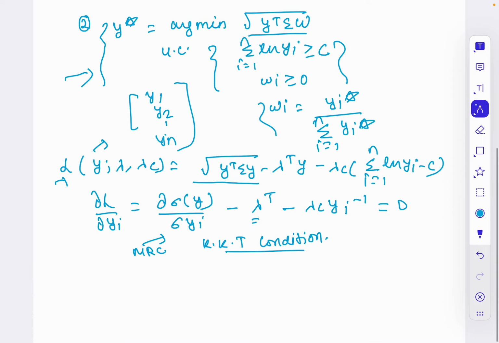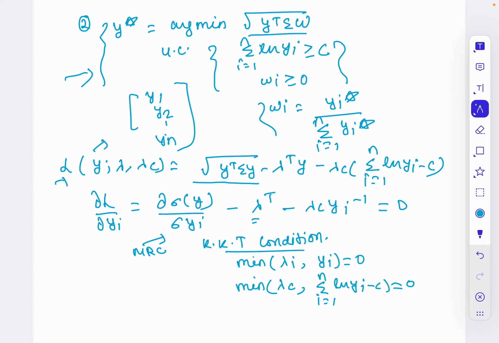The crux is that the minimum of the Lagrangian parameter, that is lambda i, and then yi should be 0, and the other condition is the minimum of the second Lagrangian parameter, that is lambda c, and basically the second constraint would be 0.